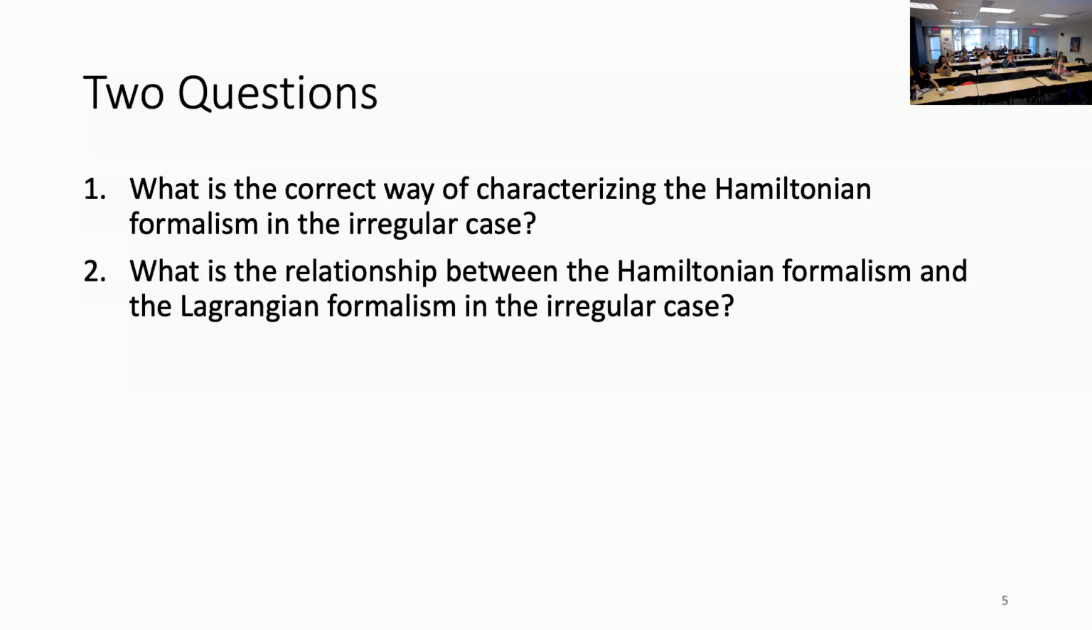So there are sort of two big questions that I'm going to try and tackle in this talk. The first is, what is the correct way of characterizing the Hamiltonian formalism in this irregular case where the image of the Legendre transformation is just some submanifold of cotangent space? And second, what is the relationship between the Hamiltonian and the Lagrangian formalisms in this irregular case?